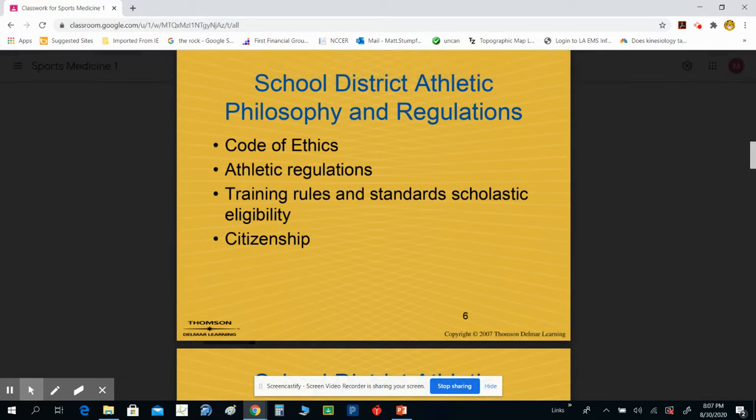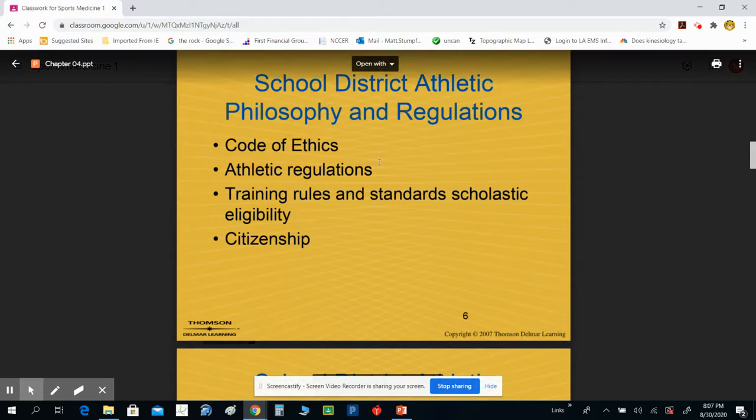School district athletic philosophy and regulations. Different school districts have different philosophies when it comes to sports. We have to follow a code of ethics. We also have to follow the regulations. The LHSAA is our athletic governing body in the state of Louisiana. Right now, a good example of this is high school football. We are not currently doing anything with high school football. The reason being, the LHSAA does not feel that it is safe to currently do anything with football.